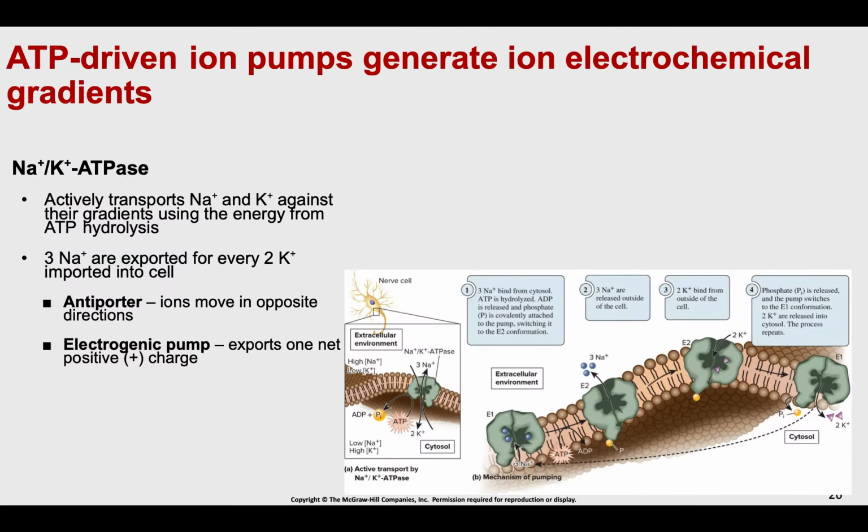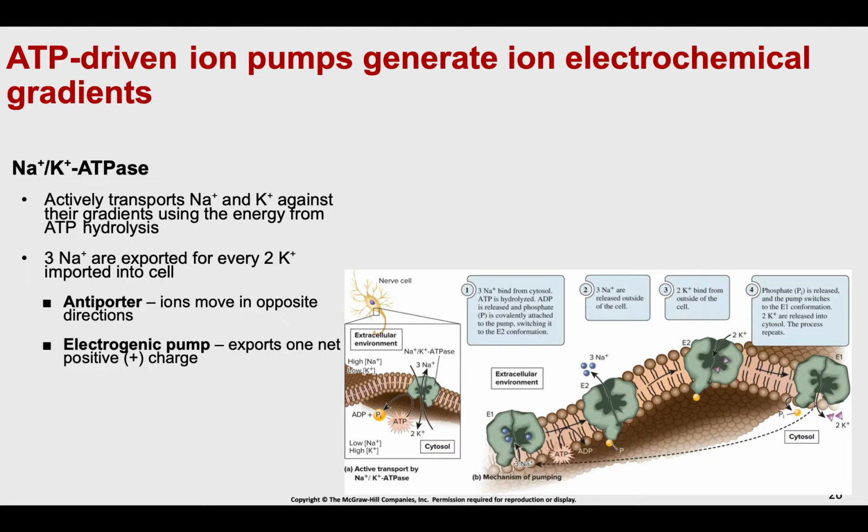So a common one that we often see in molecules is this sodium-potassium ATPase. We're actively transporting sodium and potassium against their gradients using the energy from ATP hydrolysis. So again, we're using ATP as our form of energy. In this case, we're actually setting up an electrochemical gradient. Remember, cells inside versus outside the cells have these gradients that they need to maintain. This is one of the ways that they can do that.